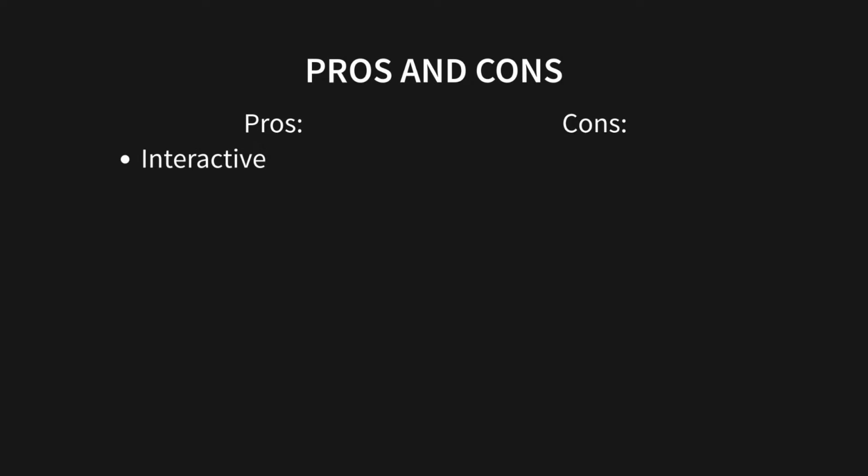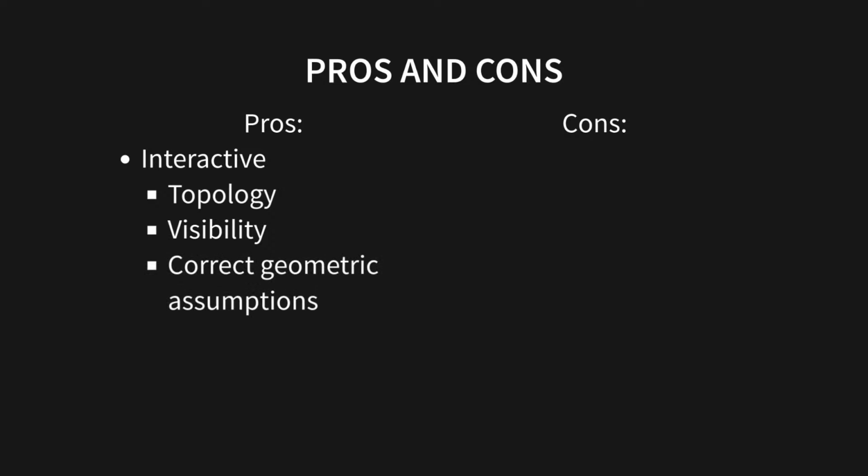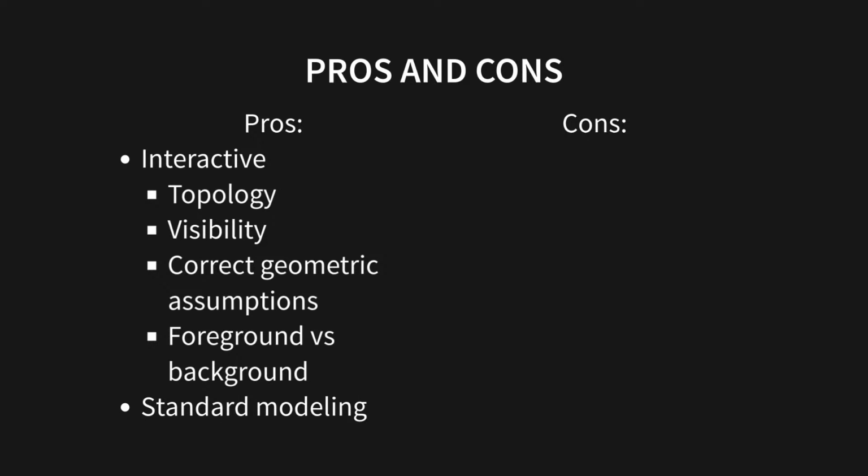Our method is interactive, which enables the user to provide information that is very hard for a fully automatic method to infer. The user can construct a desired topology. The user can see which part of the geometry is visible from each camera. And the user can see where a flat primitive can reasonably approximate a surface. Finally, the user can easily distinguish foreground from background. As mentioned, our method also aligns with standard modeling practices.